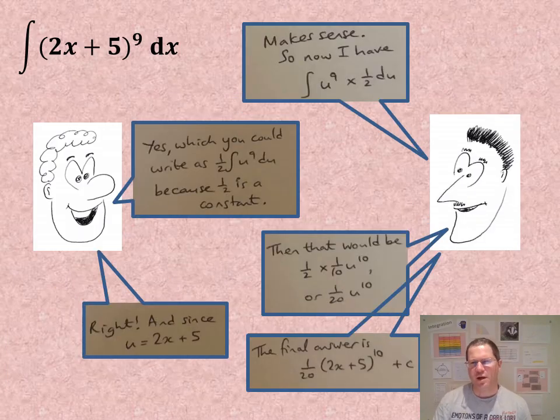Makes sense. So now I have the integral of u to the 9 times a half du. Yes, which you could write as half the integral of u to the 9 du, because half is a constant. Then that will be a half times a tenth of u to the 10, or 1/20th of u to the 10. Right, and since u = 2x + 5, the final answer is 1/20th of (2x + 5) to the power of 10 plus c.